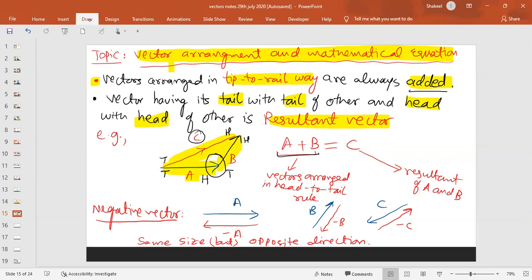Then there is another thing which is known as a negative vector. Let's say this A is the vector pointing to your right. So its negative vector will have the same length, but act in the opposite direction. B is going this way, so its negative vector will have the same length, but in the opposite direction. C is this way, so its negative vector will have the same length, but in the opposite direction.